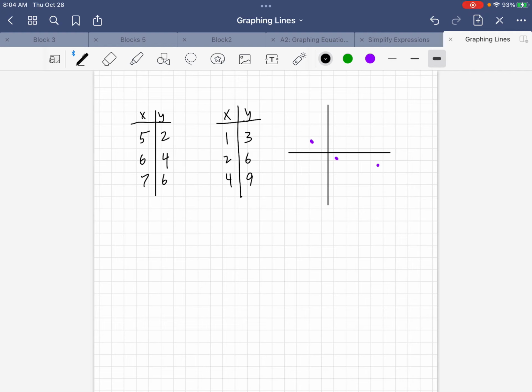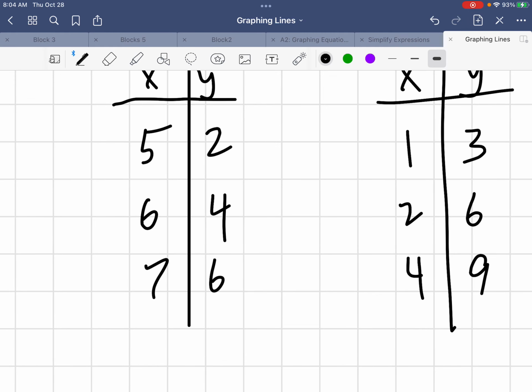This is just a quick little look at some of tonight's homework. So we have a couple tables here and a graph that we're looking at. I'm going to zoom in on that first table, and we're going to find the slope from each of the points. So this would be point 1, point 2, point 3.